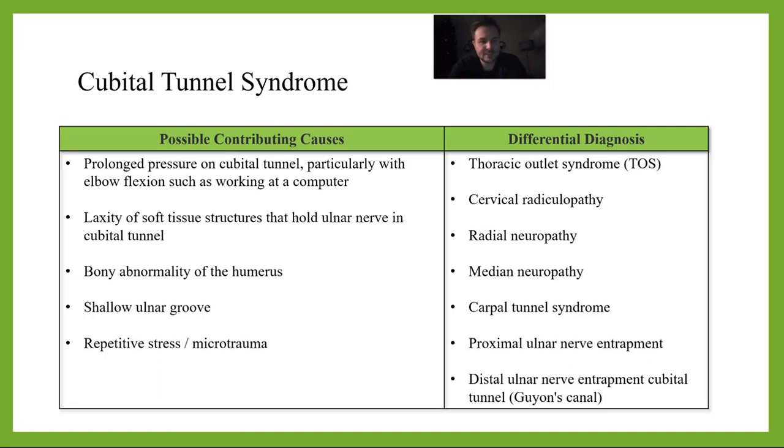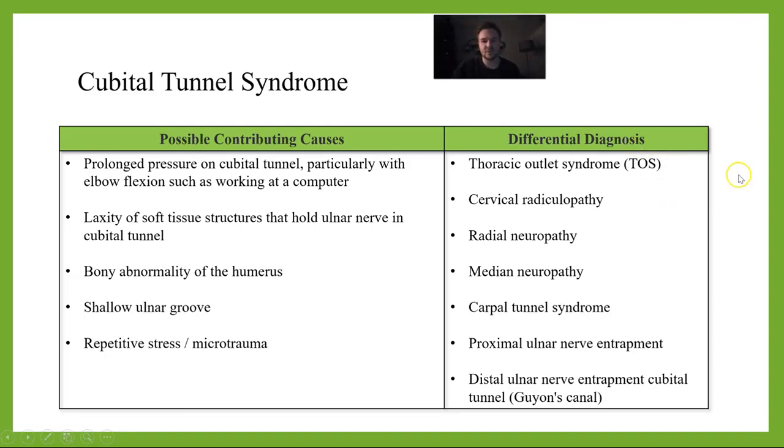So you could have a bony abnormality of the humerus, could have a shallow ulnar groove, and then of course repetitive stress and microtrauma to the nerve. So this would be things like throwing because of the tensile forces through the medial elbow. The nerve can get stressed as well and give you neuritis, which is cubital tunnel syndrome.